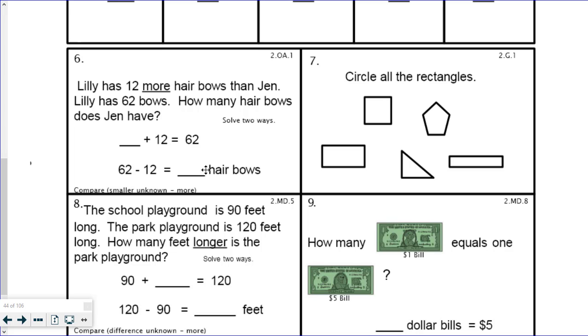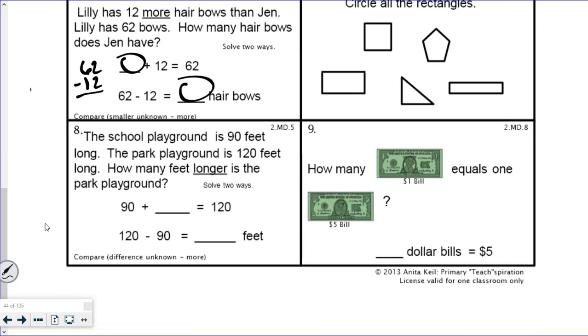The first thing you're going to want to do, though, is rewrite this problem. Write 62 minus 12, line up your tens, line up your ones, put in your equal bar, and solve, and that will give you your answer for here and here. Pause your video, do number 6. Number 7, circle all the rectangles. Remember, a rectangle has 4 sides. 2 pairs of those sides have equal lengths, so one pair of sides are the same, the other pair of sides are the same. Pause your video, do number 7, circle all the rectangles.